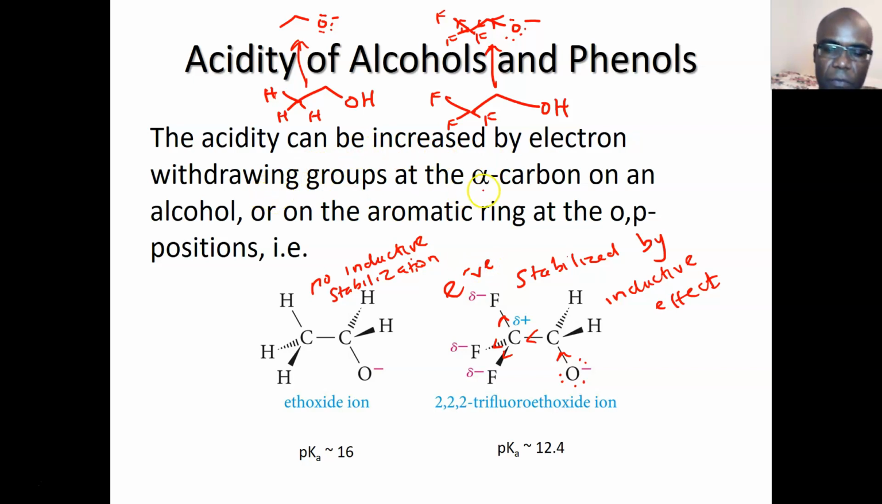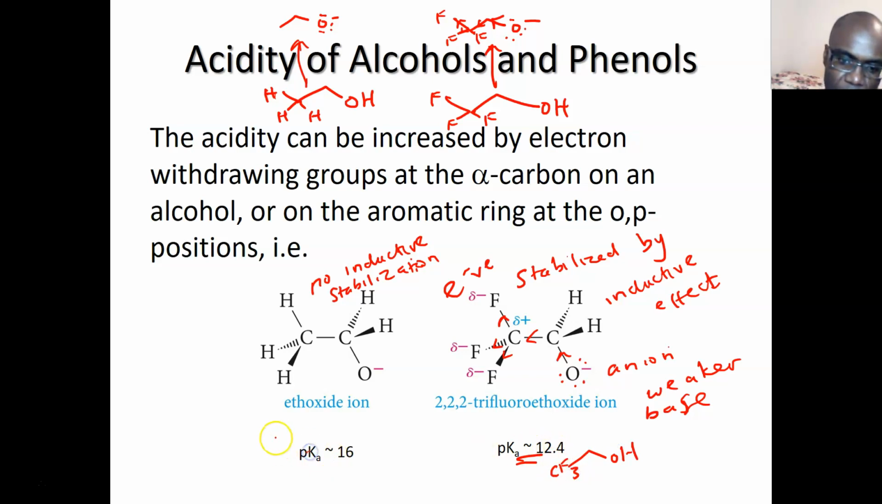So electron withdrawing groups at the alpha carbon, which is just a carbon next door to the alcohol, will stabilize the conjugate anion. So the anion here is stabilized, and if it's stabilized, you get a weaker base. If it's a weaker base, it must have come from a stronger acid. So you see the pKa of this molecule with 3 fluorines is 12.4. The pKa of ethanol with just hydrogens is 16.